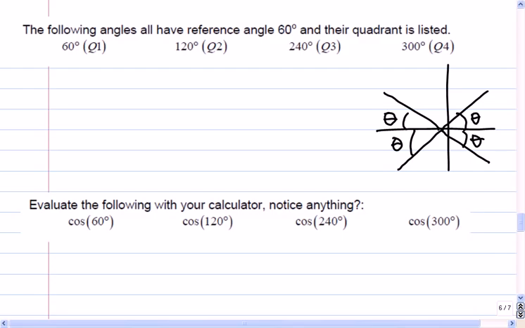Okay, well, they all have a reference of 60 degrees here. So let's find out what their values are in our calculator. So all I want you to do is put in your calculator, and their quadrant is listed. Okay, so now we're going to evaluate cosine at 60, 120, 240, and 300. Let's figure out what happens here. Okay, so make sure you're in degree mode. I tend to work in degrees while we're getting used to it, just because you don't want to have to think about two things, right? Radians and new material. So we'll slowly be converting over.